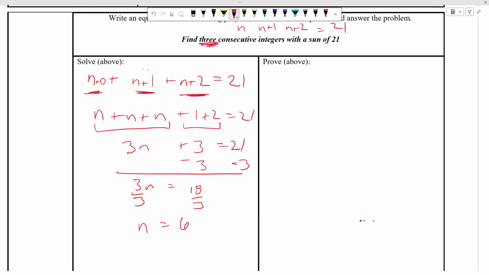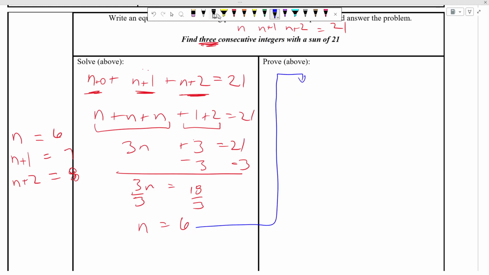Okay, but we're not done. As again, we're not being asked to solve for n. We're being asked to solve for the three integers that appear in succession. So if this is 6, then 6 plus 1 would be 7, and 6 plus 2 would be 8, and these do appear to be in succession, one right after the other. Let's prove this. Is our hypothesis correct, though?